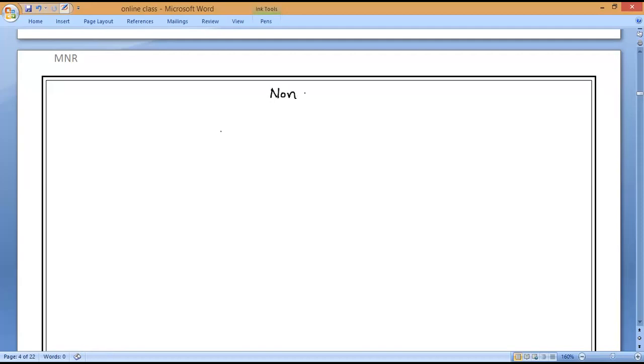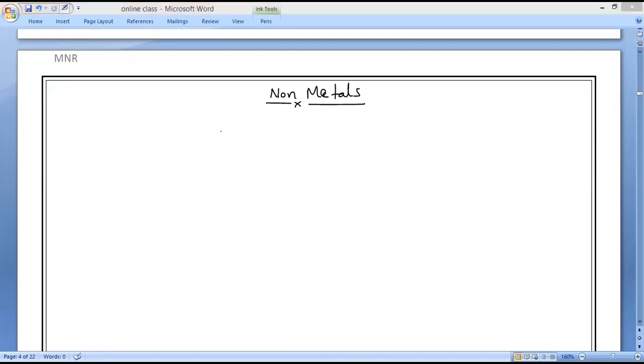In today's class, we are going to study non-metals. Non-metals are completely opposite to the metals, and the properties shown by the metals are not shown by the non-metals. So that is the definition of non-metals we studied.